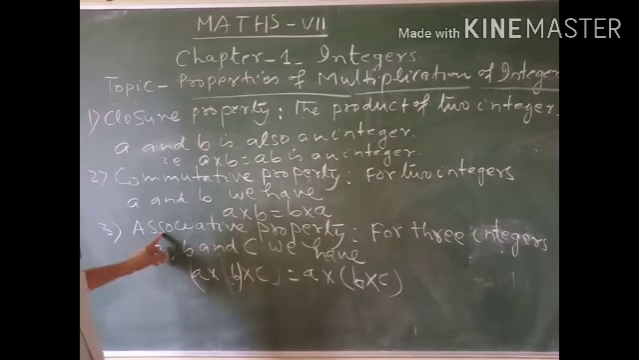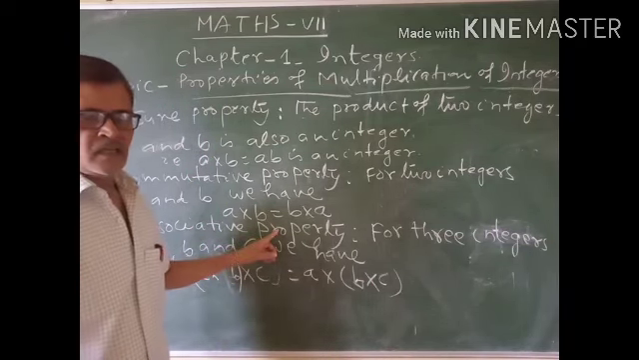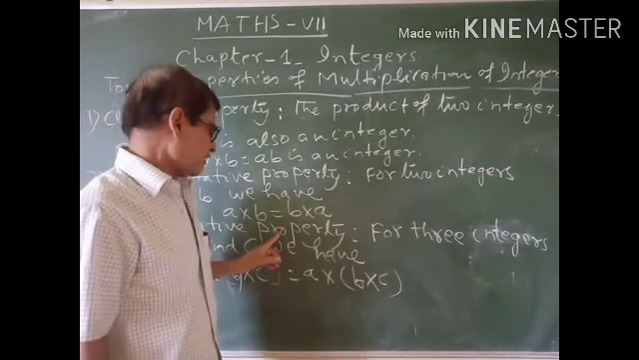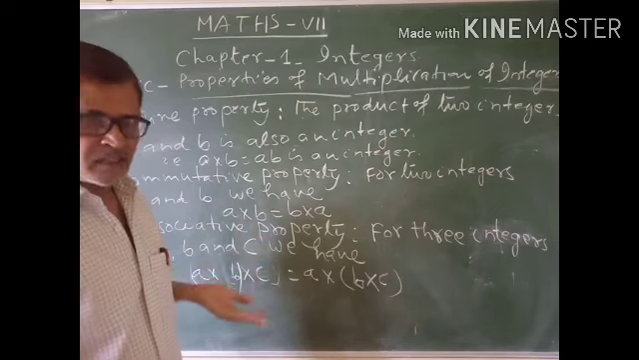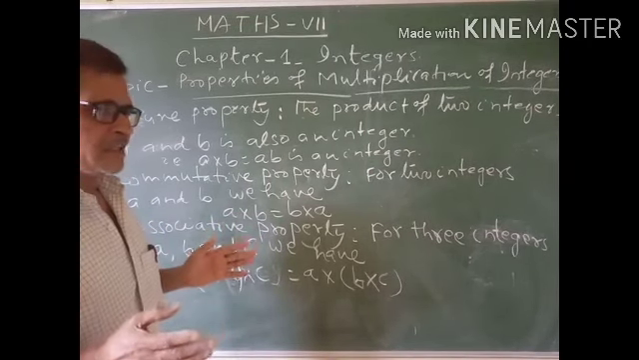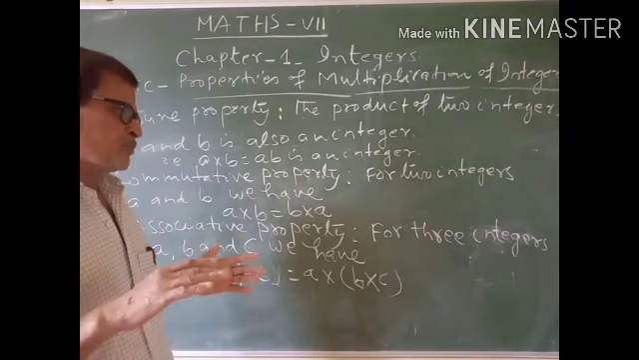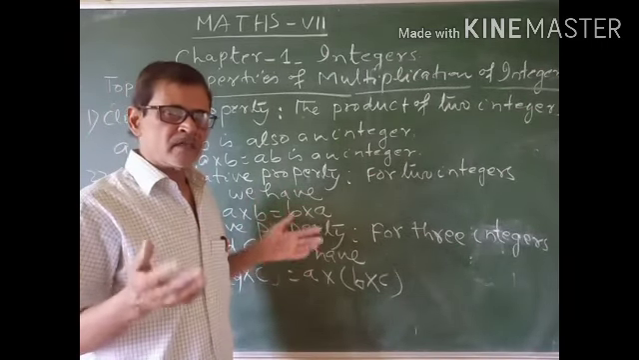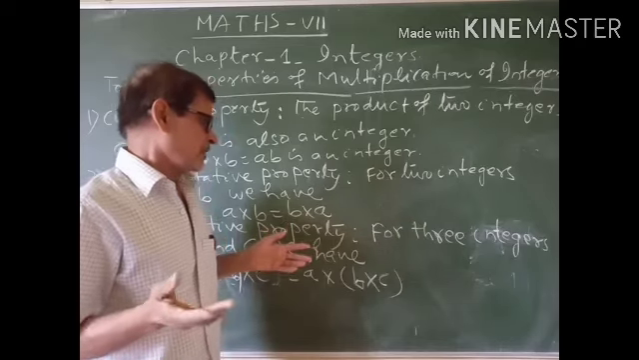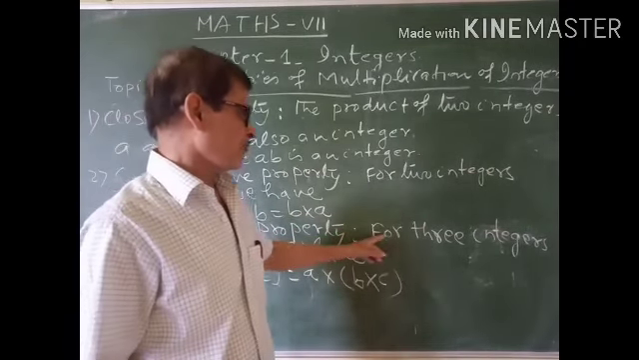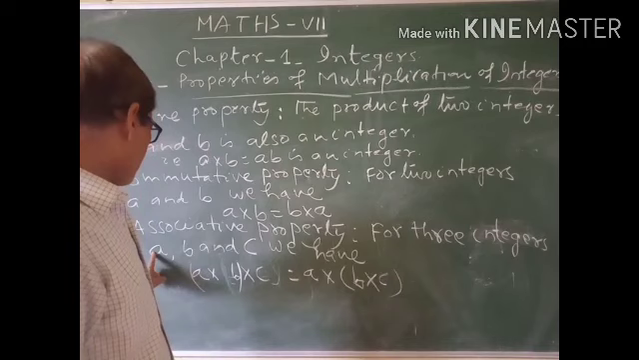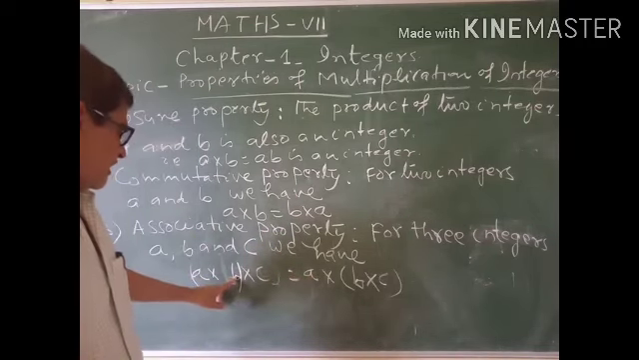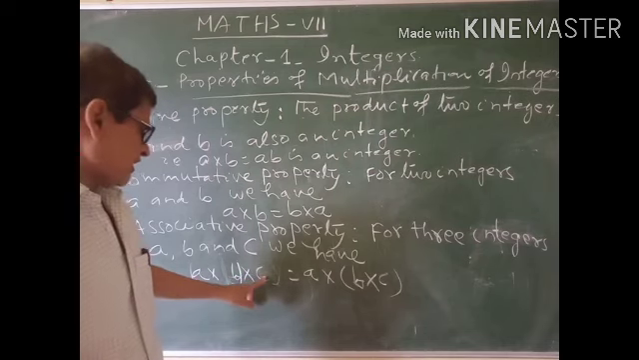The third property is associative property. Association means group, making group. It means we can multiply three integers making different groups, but we find that the product in all cases is same. Thus we can write here for three integers a, b and c, we have a into b into c.